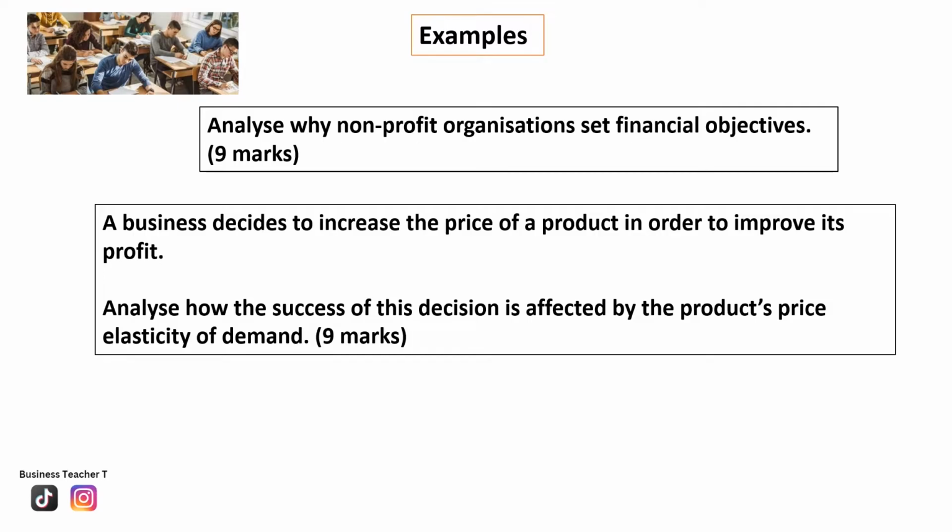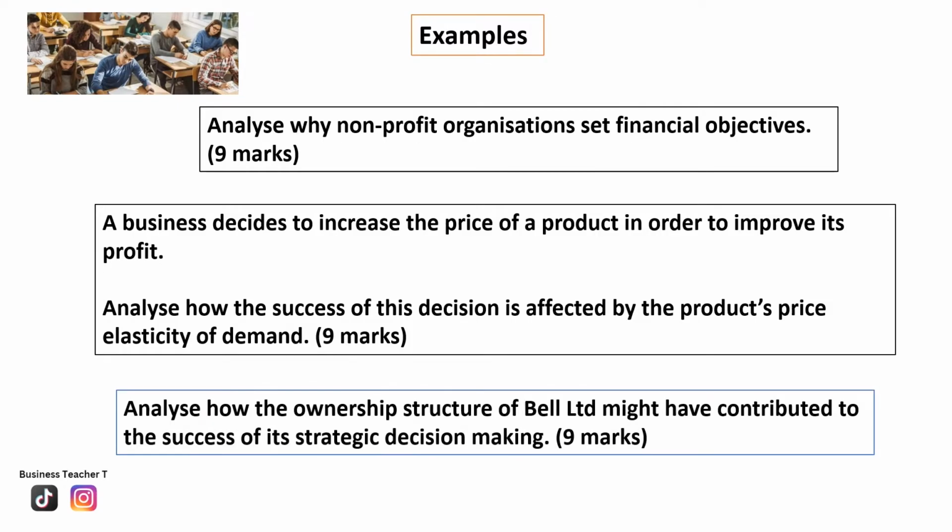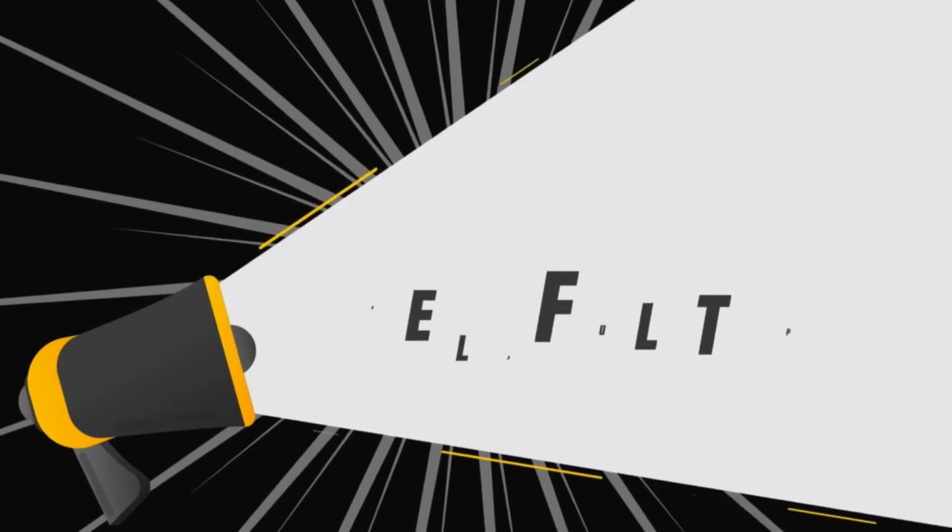Now on to a paper 2 question. Analyze how the ownership structure of Bell Limited might have contributed to the success of its strategic decision making. Now the paper 2 question is linked to an insert, so you will have an insert where you need to make sure that your answer links to the context. Let's take a look at some tips.